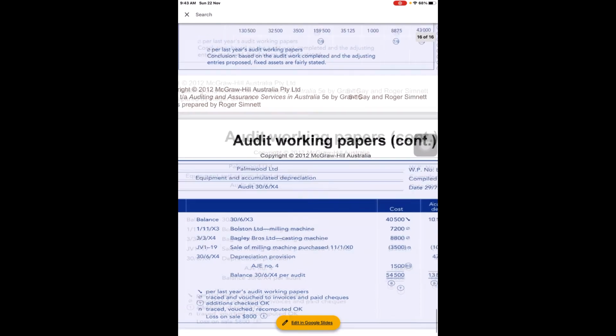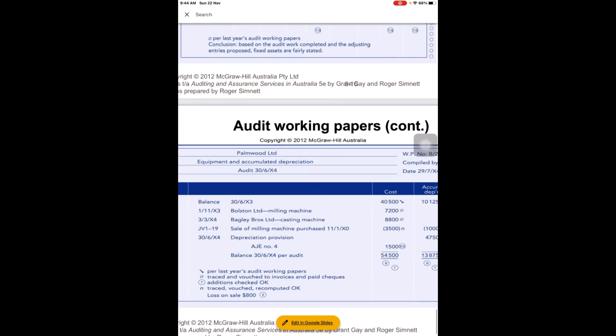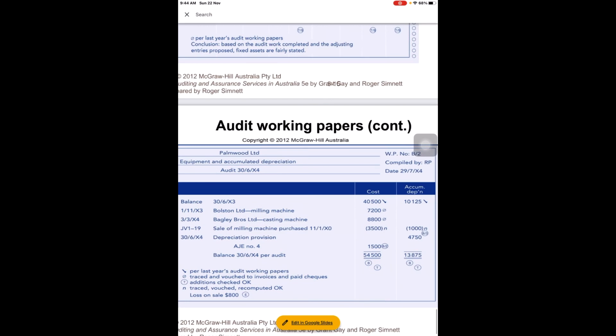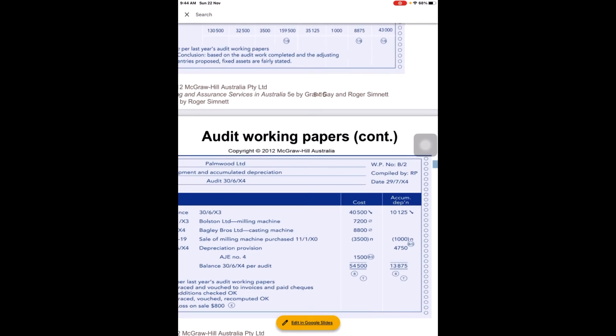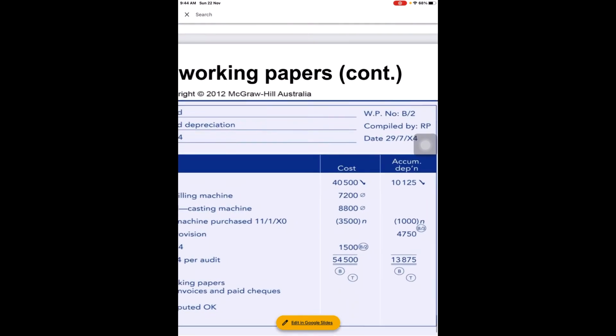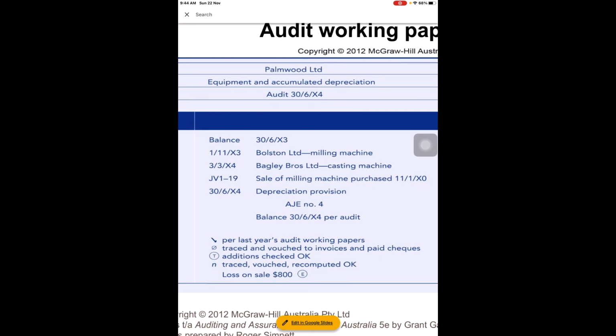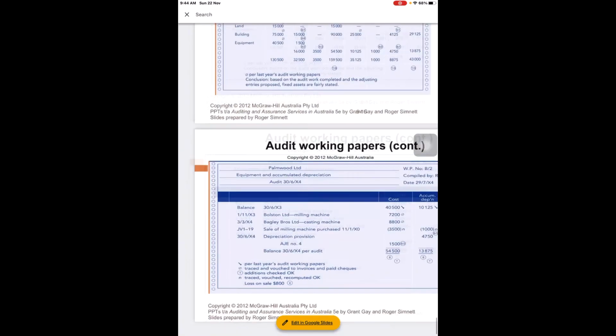Now we look at the individual item, and how they derive the figure. 40,500, 10,125: this is signed as per last year's audit working paper, and then you have to see where this information comes from and where this figure is sent to. Here T stands for addition check. So you have the symbols here: you have B, you have T, you have N. If you trace, vouch, recompute, and state the asset, and T stands for the addition check, it should be okay. This is normally the symbols used by the auditor.